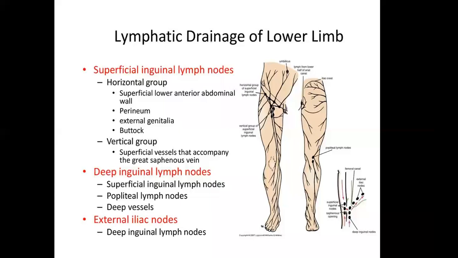The horizontal group of the superficial inguinal lymph nodes drains the anterior abdominal wall below the level of the umbilicus, the perineum, and the external genitalia in both sexes, but not the testes. It does not drain the testes. Testes are drained by para-aortic lymph nodes, which are situated in the abdomen.